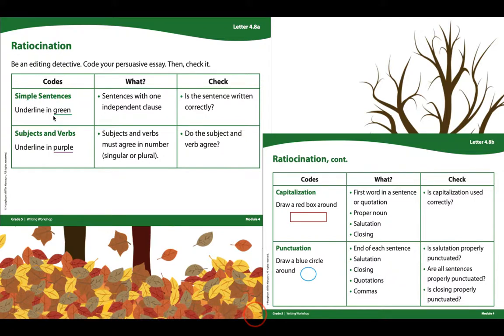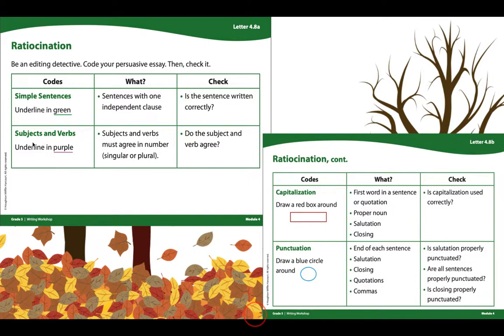The code, you will use green for simple sentences. So any of your simple sentences, you will underline in green. Sentences that are simple are sentences with one independent clause. You will underline those sentences in green, and then you will ask yourself, is this sentence written correctly? If the answer is yes, then you can leave it alone. If the answer is no, go back and make some corrections.